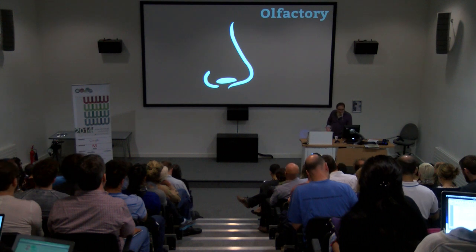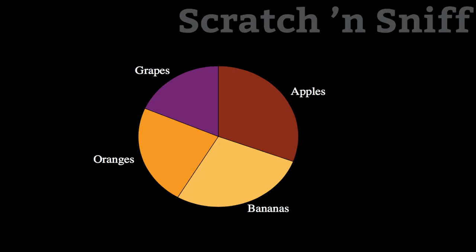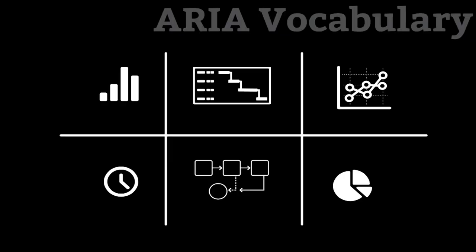The final sense I want to talk about is the olfactory sense. There are scratch and sniff inks that you can use. But I'm not really serious about that. So what's going on in the future? One of the things that's going on in the future for SVG and accessibility is, I told you about all those different chart types that we have.